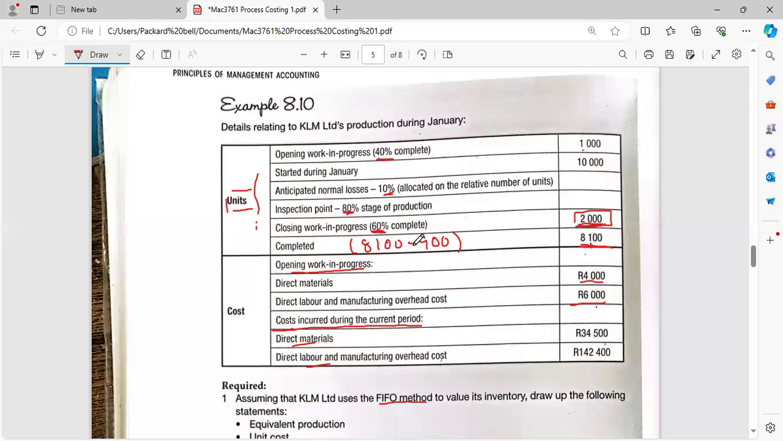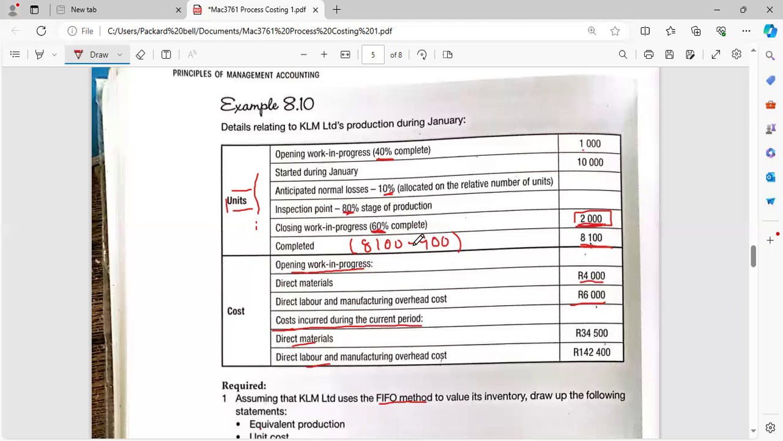There is no much difference. The treatment is still the same. The principle is still the same. But you can see that some of the terms are now used differently here.